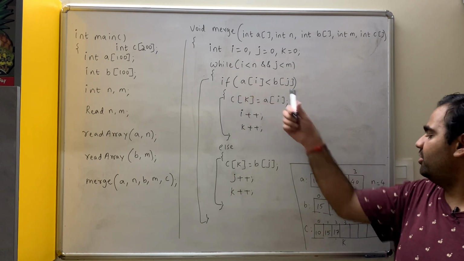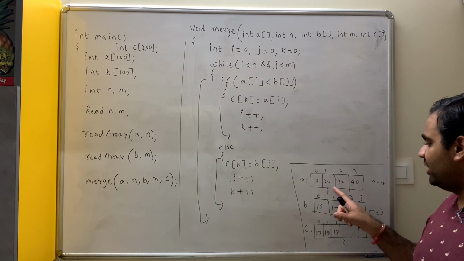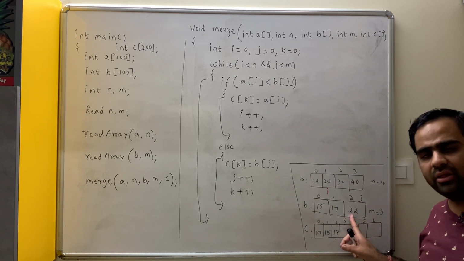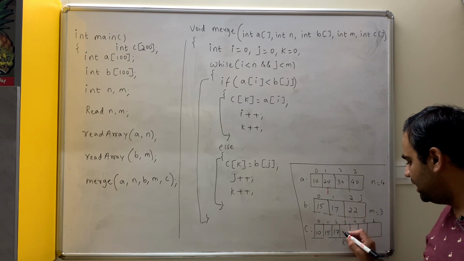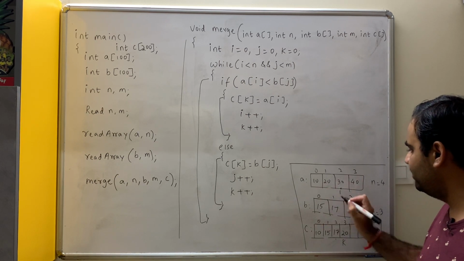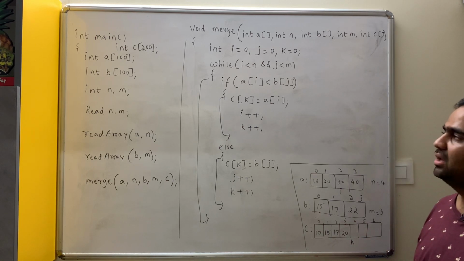Go back. I less than n. Yes. J less than m. Yes. C of k is okay. A of I 20 less than 22. Yes sir. Therefore you write 20 here and again you say I plus plus. The value of I will become 2 and you say k plus plus. K will become 4. Go back.